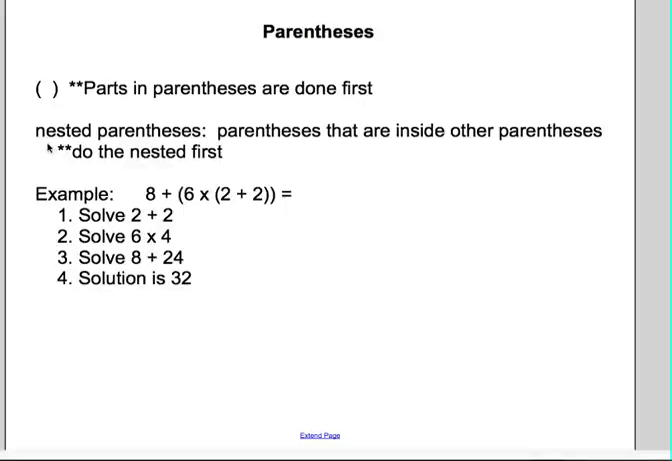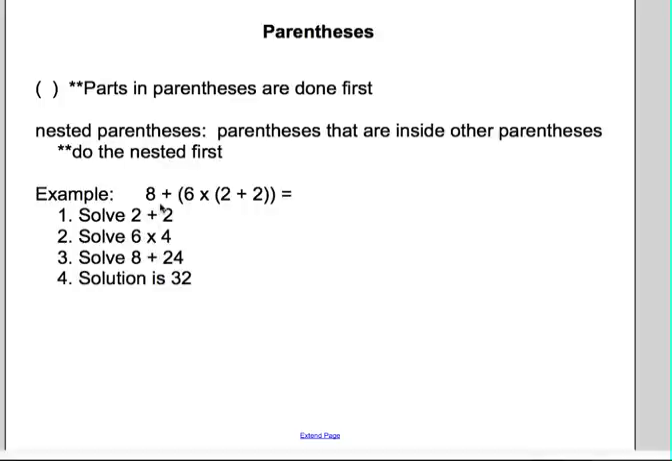Now, sometimes you'll come across problems that have nested parentheses. Nested parentheses are parentheses that are inside other parentheses, okay, which means you're going to have more than one set of parentheses. Not only more than one set, but a set of parentheses that are actually inside another set of parentheses. You can also have problems that have more than one set. When you see nested parentheses, you need to do the nested first. So you need to go inside the inside parentheses and kind of work your way out. Let's take a look at an example of how that would work. And this example should be copied down into your notes as well.